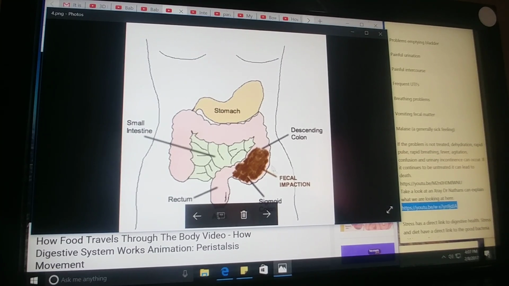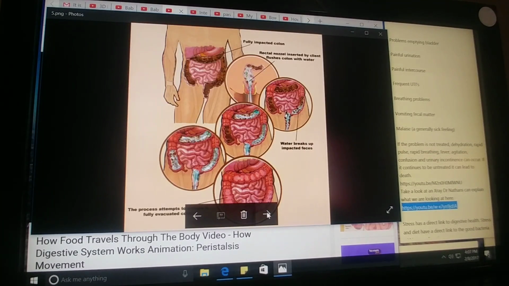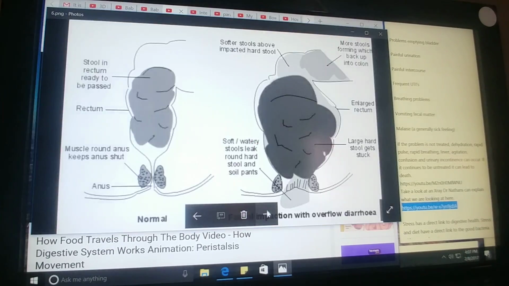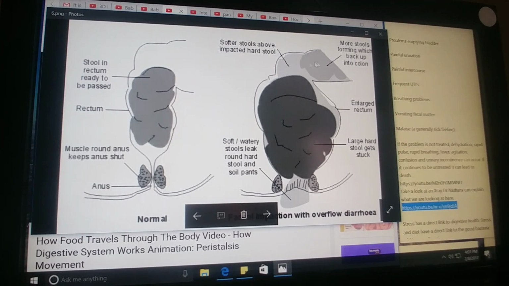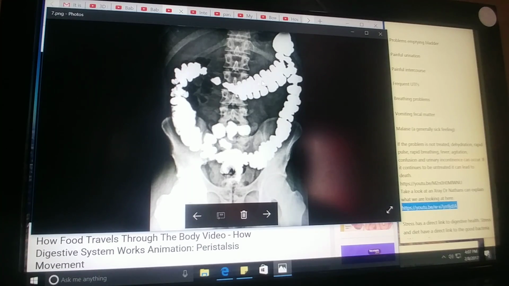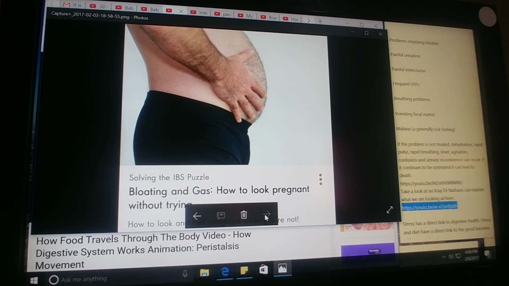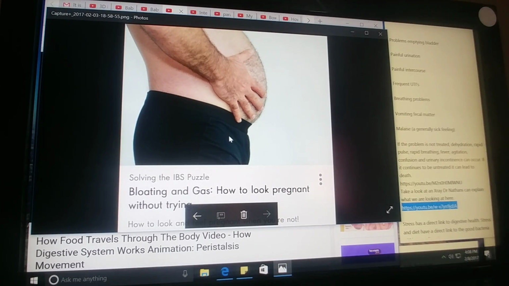So this is a picture of a fecal impaction. Does not look like that would be fun. And it causes quite a bit of symptoms. This is what a large piece of stool stuck in the rectum would look like. And this is an X-ray of the large intestine or colon, just full of feces. It's very easy to get a picture of this. And then this would be your normal colon, and this is the fecal mass that is plugging it up. And this happens to both men and women. So even men can look pregnant when they have a fecal obstruction.